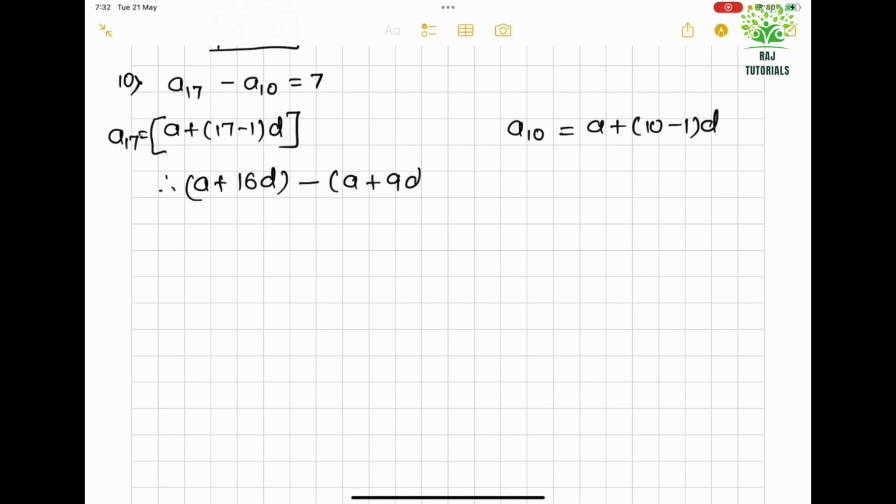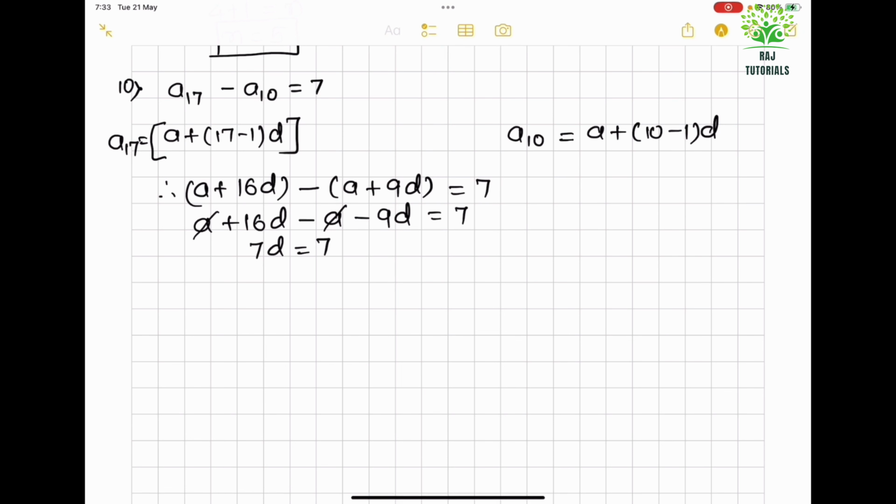So therefore A plus 16D minus A plus 9D equal to 7. So A plus 16D minus A minus 9D will be equal to 7. So A cancel, 16 minus 9. So 7D equal to 7. So D equal to 7 by 7. So D equal to 1.